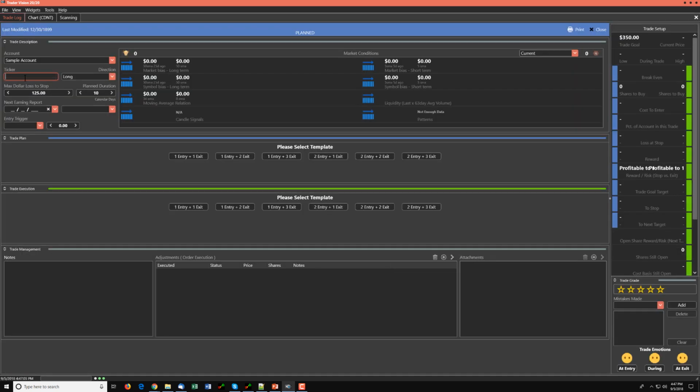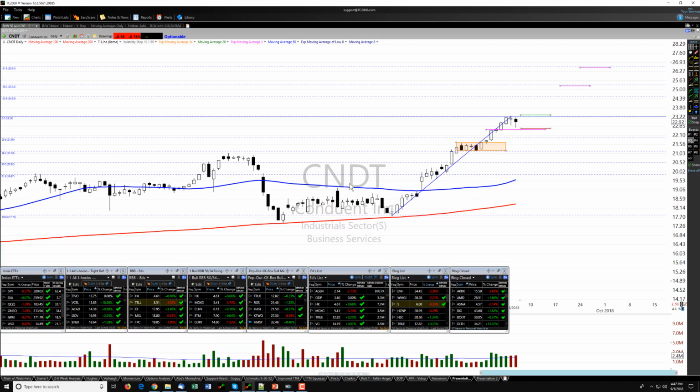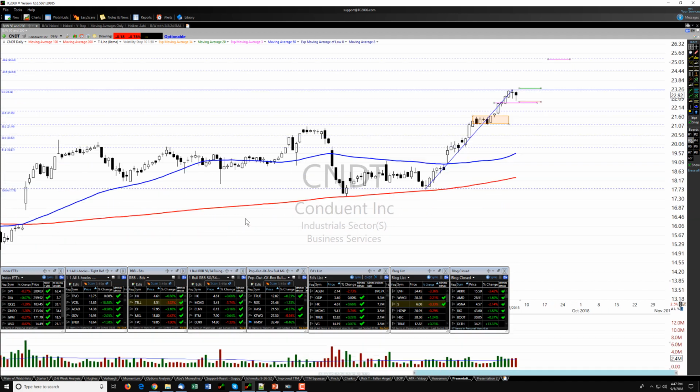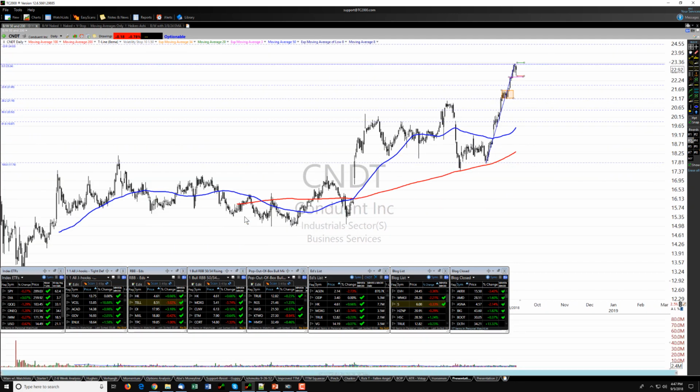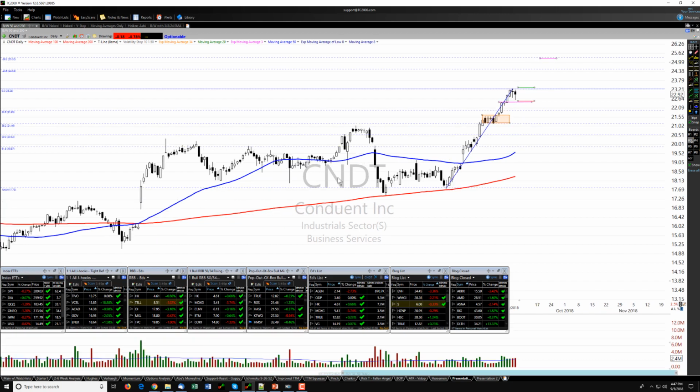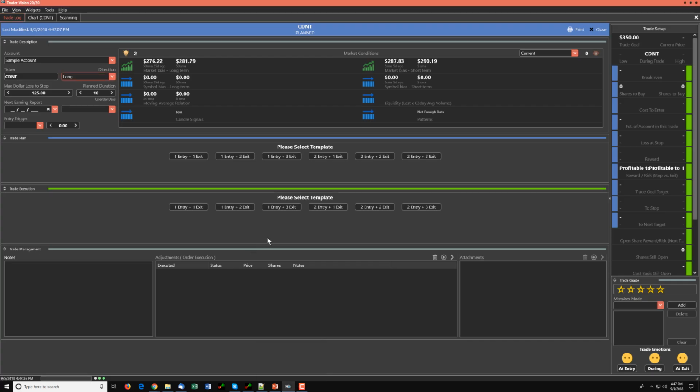I suspect maybe because it's a newer ticker, that's why we're not getting any data on it. Yep, I bet that's the case. Yeah, it only started trading back here in 2017. Unfortunately, I don't have data for that, so I can't plan that trade. Let's close that out.